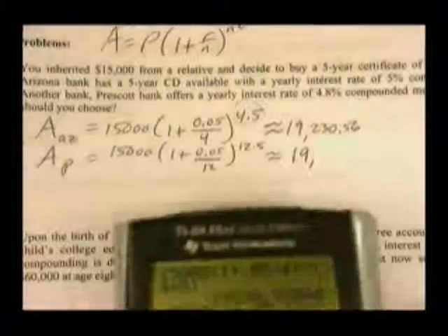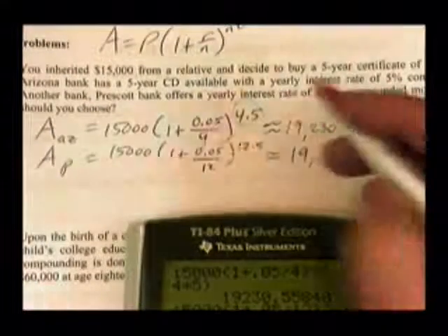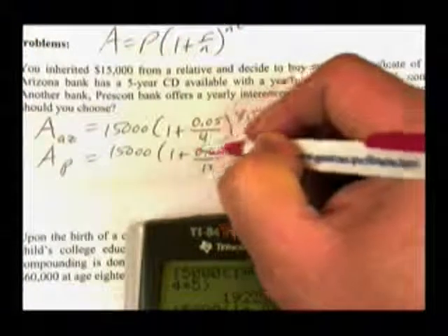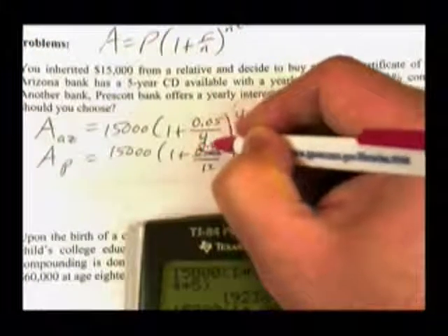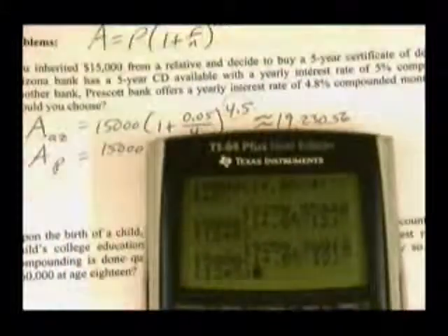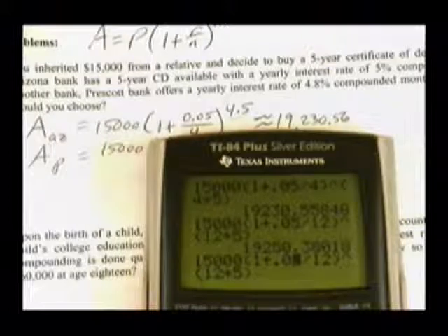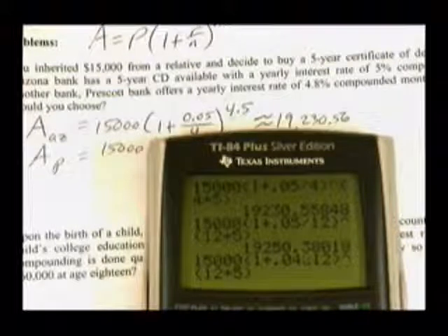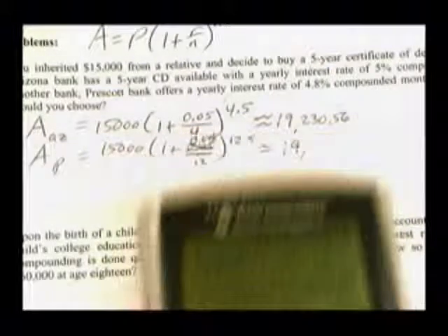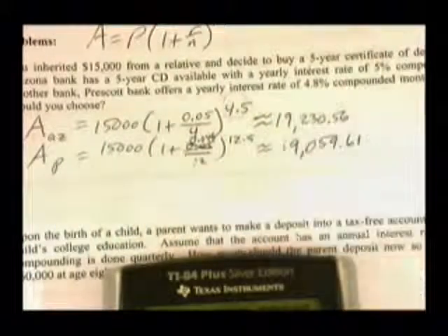Oh, wait a second, I made an error. I forgot about the interest rate. That should be 4.8%. So let me change that. That should be 0.048. And quick and easy to change on the calculator as well. I'm going to go up here and make this 0.048, and I'm going to insert an 8. Sorry about that. So I get 19,059.61.